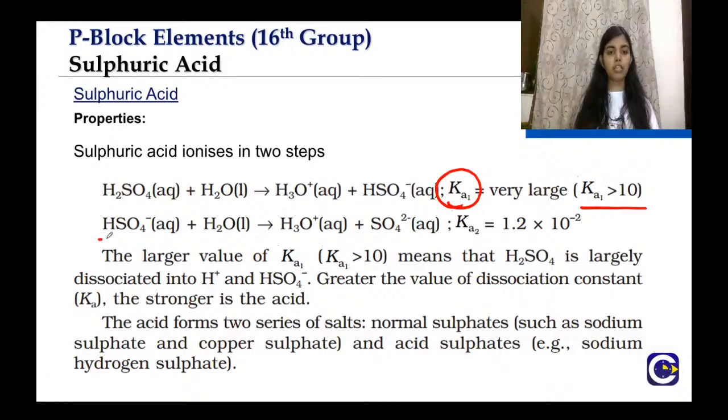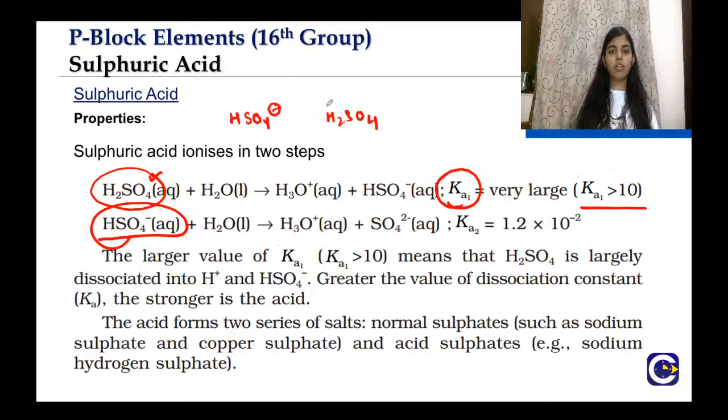That means HSO4 negative is a weaker acid than that of the H2SO4, right? So, if you compare the acidity of HSO4 negative and H2SO4, because the dissociation constant of H2SO4 is more than that of the HSO4 negative, therefore, H2SO4 is a stronger acid than HSO4 negative.